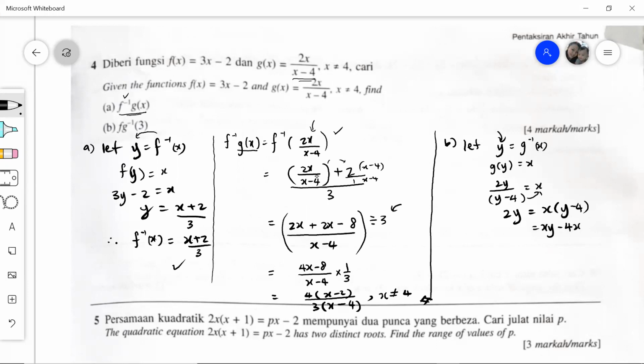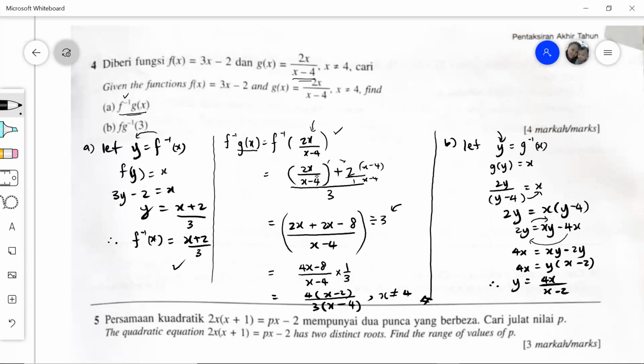Let's group all the y together. Now I will bring the 2y to the other side and the minus 4x to come there because I prefer without negative. Yeah? So we will have 4x equals xy minus 2y. Objective is to make y the subject, so factorize the y out. We will have y times (x minus 2) equals 4x. Therefore, y will equal 4x over x minus 2.